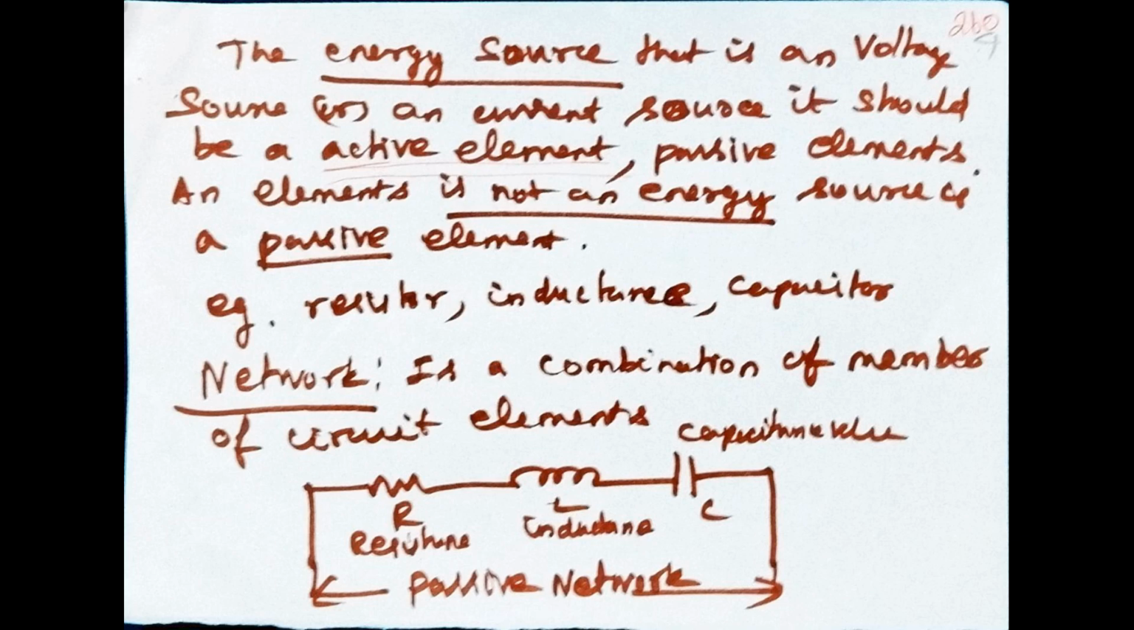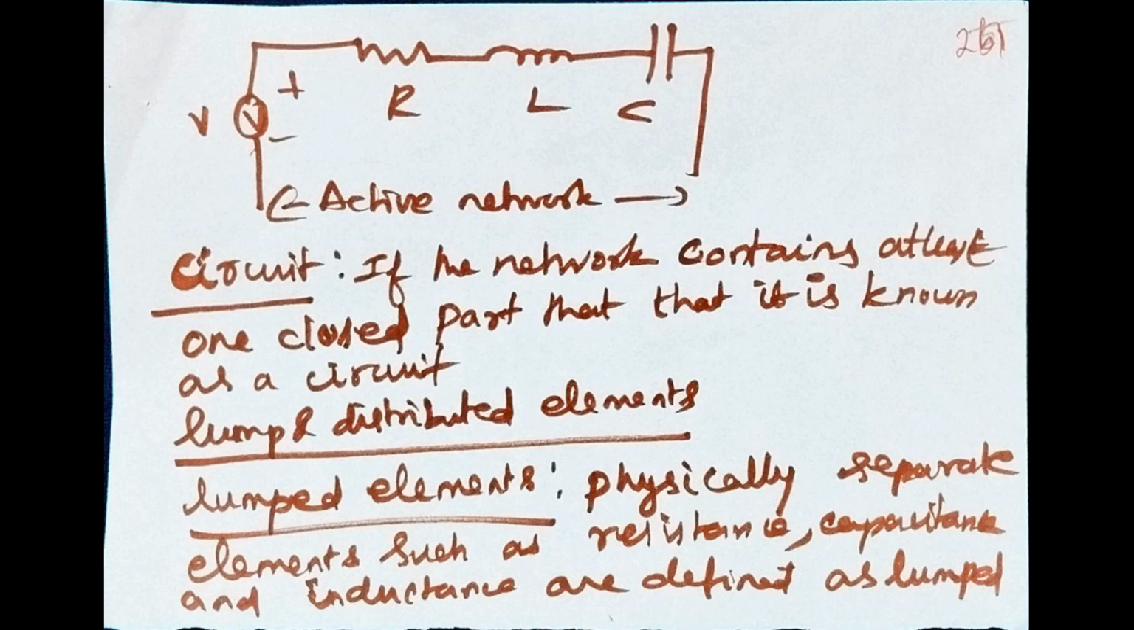A network is a combination of a number of circuit elements. The network shown in figure consists of resistance, inductance, and capacitance with no voltage or current source, so it is a passive network. The active network shown in figure consists of a voltage source and resistance, inductance, and capacitance. That is an active network.